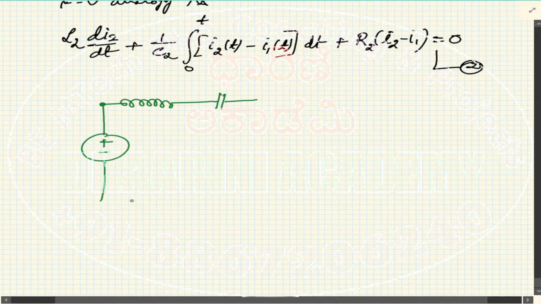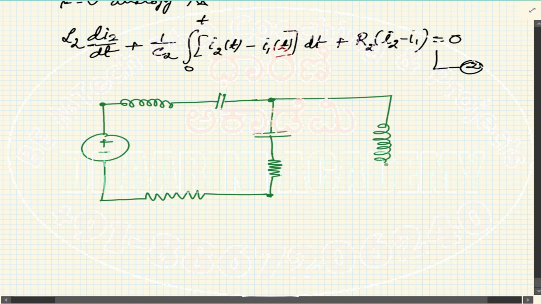So there is a resistor, and this is the common one, and in the second one we just have an L2. This is the E of T. This is 1 by C1. This is L2, C2, R2, R1.